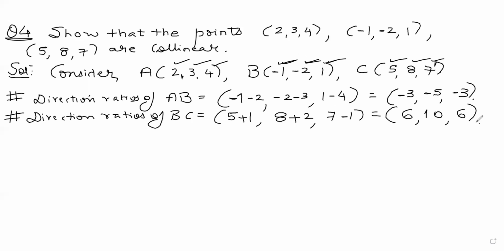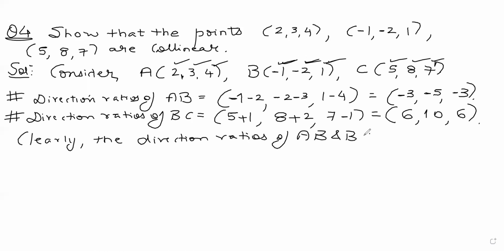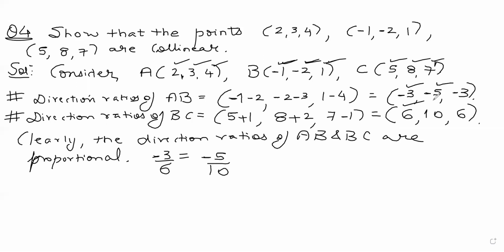Now what do we see? Clearly, the direction ratios of AB and BC are proportional. All of you can clearly see on the screen that minus 3 upon 6 is exactly equal to minus 5 upon 10 is exactly equal to minus 3 upon 6.